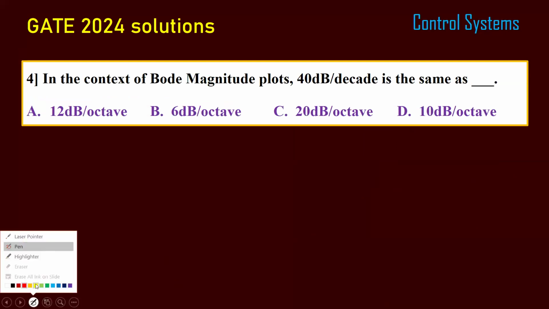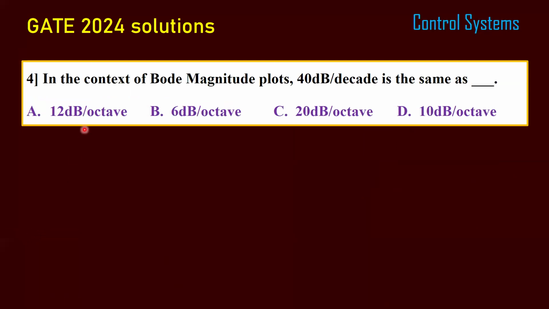Last problem. In the context of Bode magnitude plots, 40 dB per decade is the same as. This is a very easy problem.